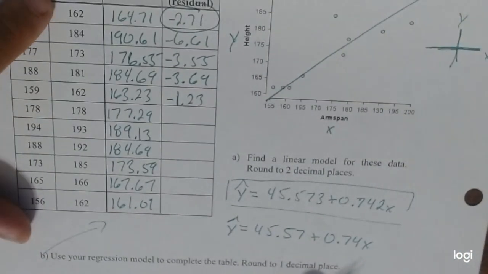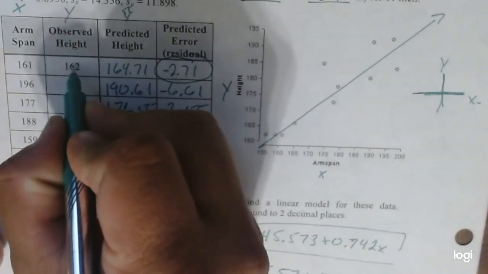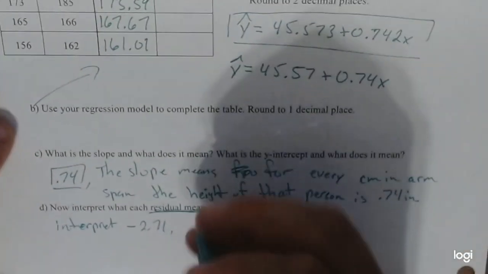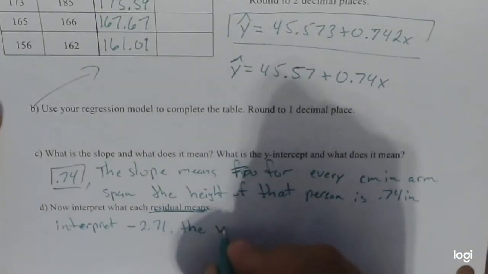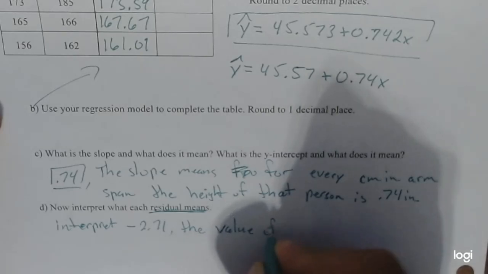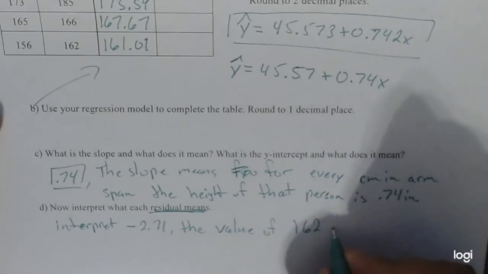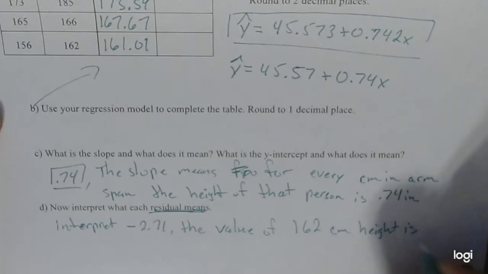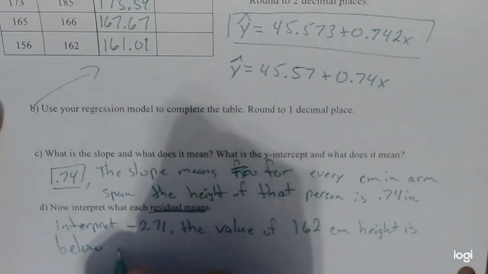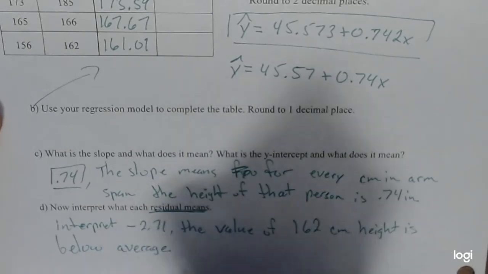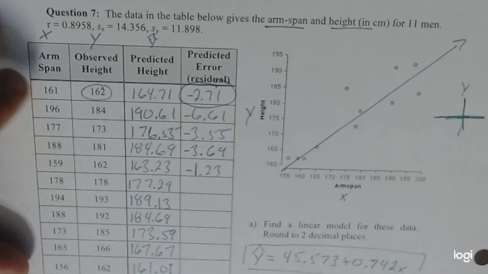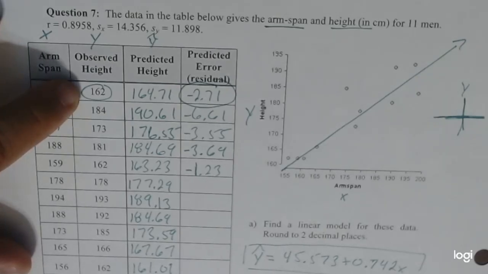That corresponds to the y value. The y value of that is 162, the height. So what they're saying is the value of 162 centimeters height, because we're talking about height for the y, is below average. So for this respective wingspan, arm span, this is actually below what you should see. Does that make sense? And you keep going down the list.